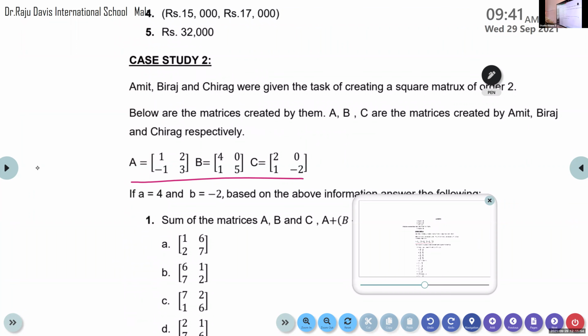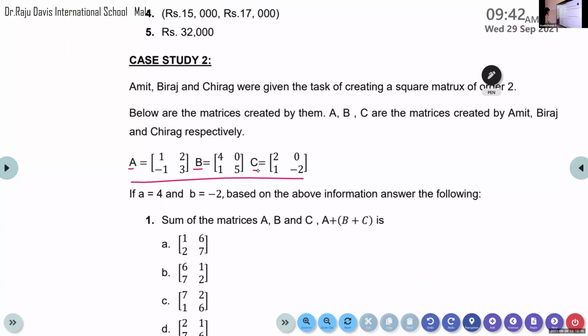Amit, Biraj and Chirag were given the task of creating a square matrix of order 2. Below are the matrices created by them. A, B, C are the matrices created by Amit, Biraj and Chirag respectively. Look at the name and look at the matrix name, it starts with their first letter itself. So note down the matrices A, B and C. And small letter a is given as 4. Small letter b is given as -2. You copied up to this. Aditya, you copied up to A, B, C and small a, small b.